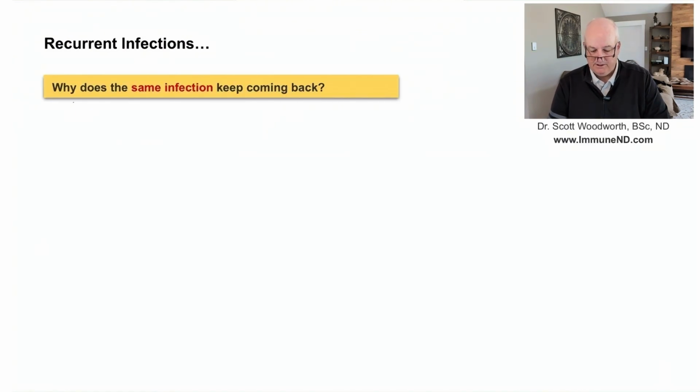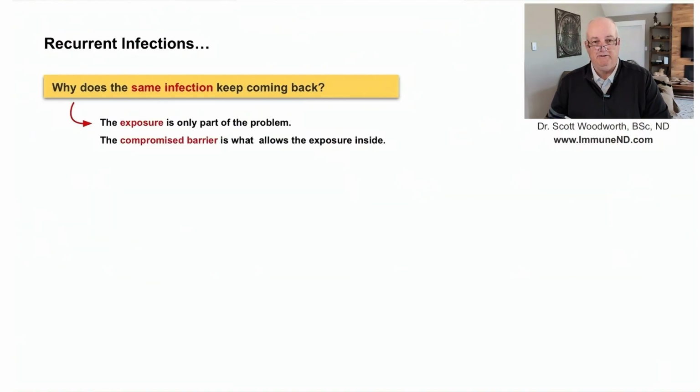So reoccurring infections. Why does the same infection keep coming back? The exposure is only part of the problem. We have to understand why the exposure gets in. What's the open door? That's the key to figuring this stuff out.